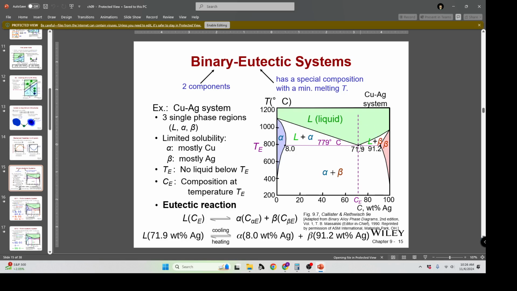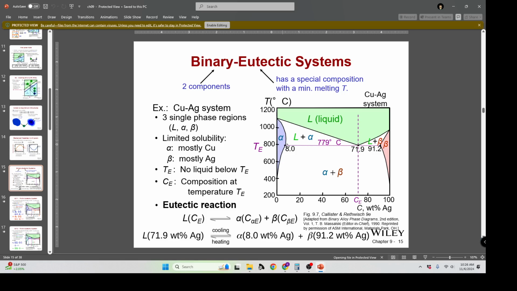So that allows for a number of different things. Primarily, the low energy input is attractive for manufacturing expense. And that's part of the reason. It's not because it's the strongest or the weakest. It just means it's easier to cast at this lowest combination, this eutectic composition and melting temperature. So 779 and 71.9% silver in this copper silver system.